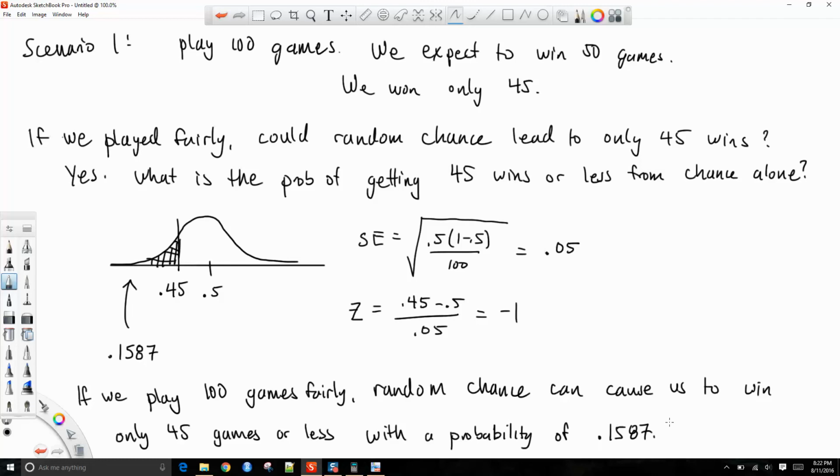Okay? And so it's not a huge probability, but it's certainly not a negligible probability. It's not a probability that we're going to just completely ignore. Okay? And because of that, we're going to say, okay, well, maybe I did get unlucky. Okay? It doesn't mean that the person wasn't cheating, but it's possible that we just got unlucky.